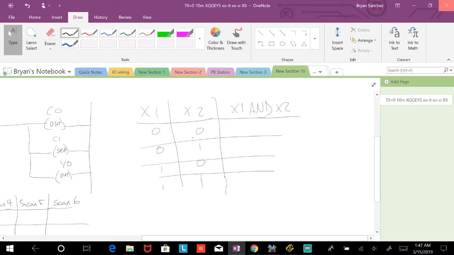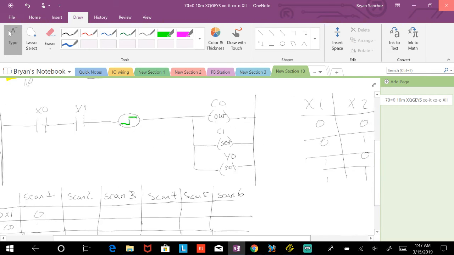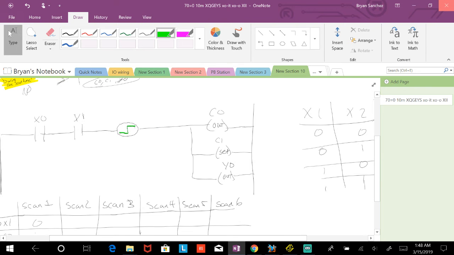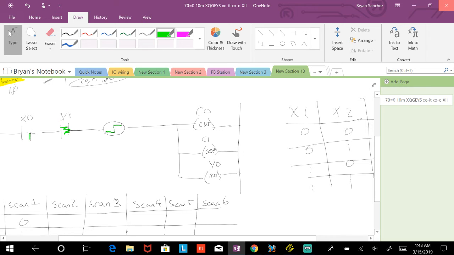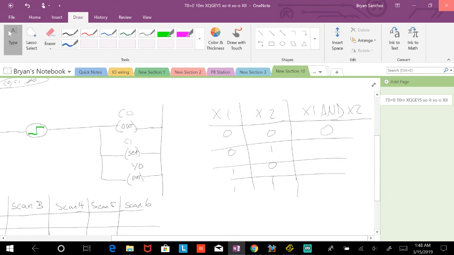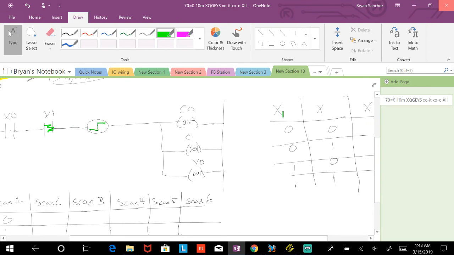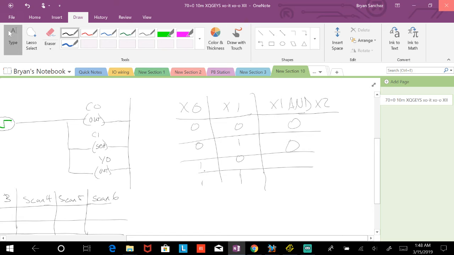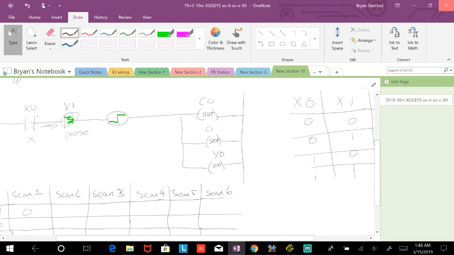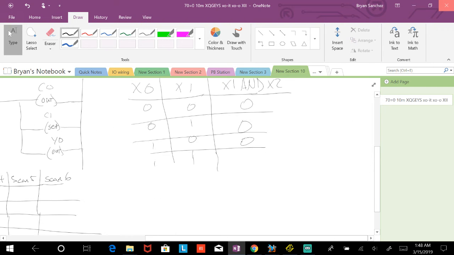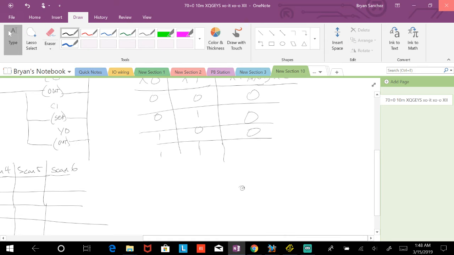So 0 and 0 is 0. 0 and 1, let's look at it. So this one is 0. All right, X1 is 0. Look at this. X0 is 0, X1 is 1. So this one doesn't pass, and this one passes. But since this one doesn't pass, it doesn't really matter. So it's 0. 1, 0, the same thing. Now this one passes, but this one doesn't. So it's 0. And when it's 1 and 1, so basically just imagine switches, right?